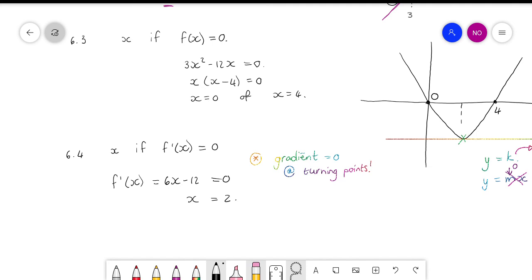Meaning that the x value of my turning point is 2. Now they didn't ask for this, but let's calculate the y value as well.